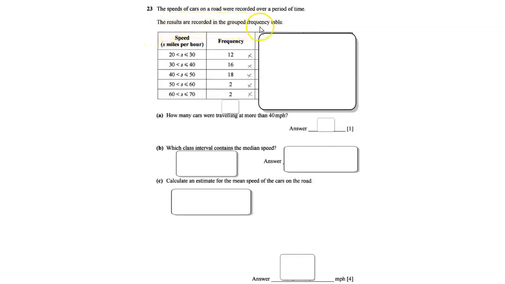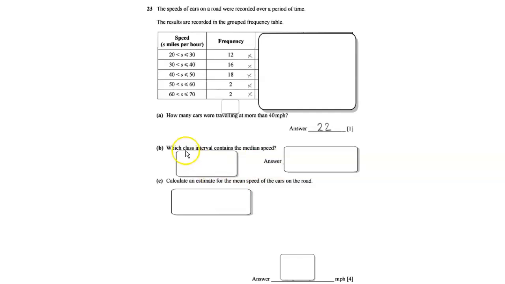The results are recorded in a grouped frequency table. For question A, it says how many cars were travelling at more than 40 mile an hour. If we look at this column here, which deals with the speed, you can see 40 mile an hour is there. So all of these, 18, 2 and 2, are above 40 mile an hour. We just add that, 18 plus 2 plus 2, and we should have 22. So 22 cars were travelling at more than 40 mile an hour.